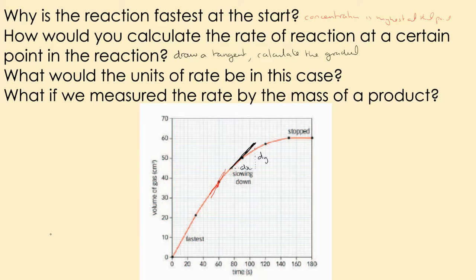And as we said on the previous slide, it's the units of y divided by the units of x. So it would be centimeters cubed over seconds, which would be centimeters cubed seconds to the -1. If we measured the mass of a product, then I'd have grams and then time. So it would be grams over seconds. So it would be grams per second.